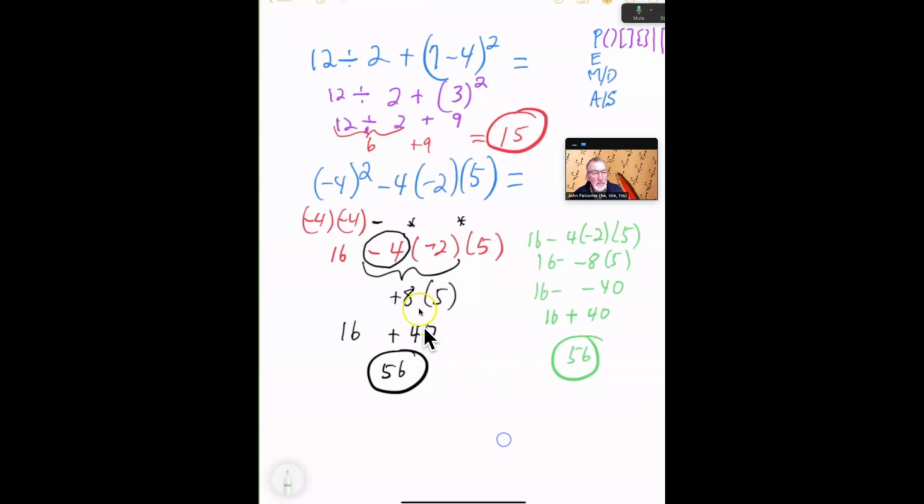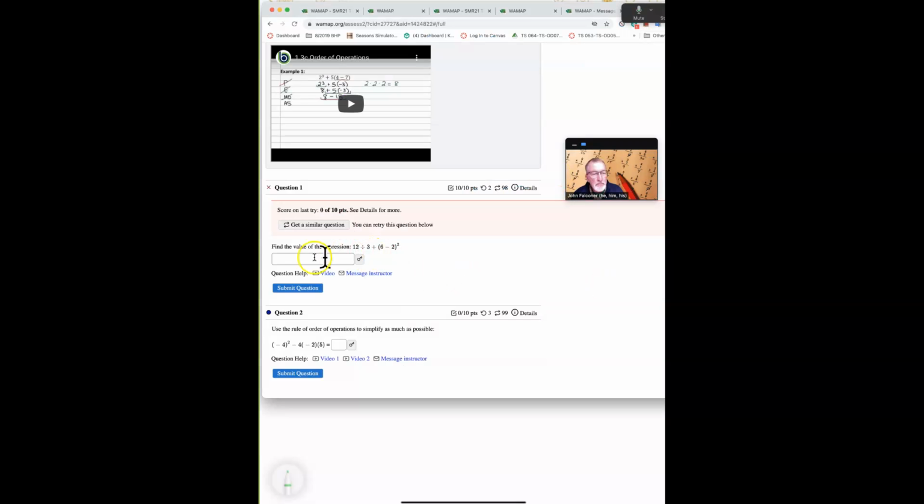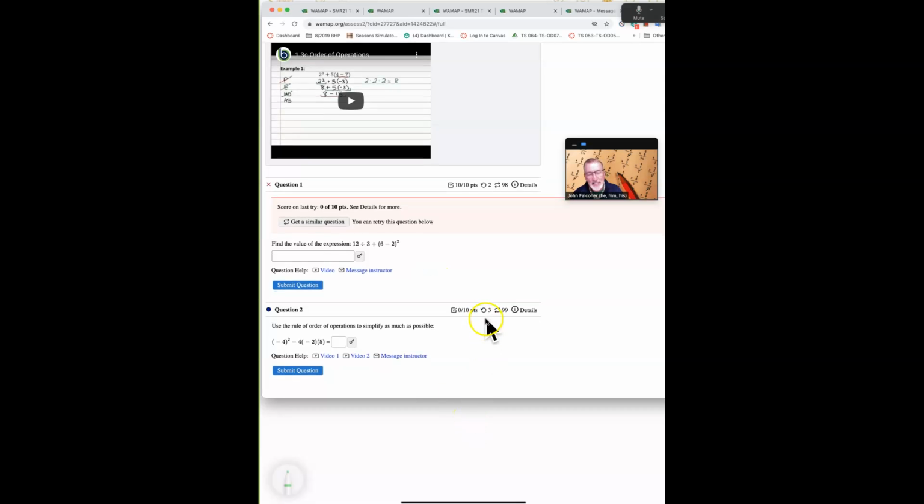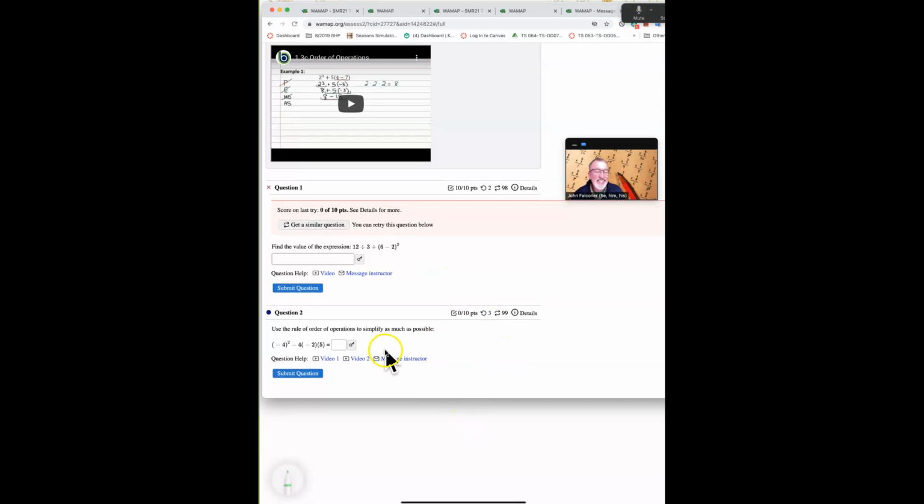My problem was 12 divided by 2 plus 7 minus 4 squared. And this is 12 divided by 3 plus the difference between 6 and 2 squared. So remember, I already answered it correctly. That's another kind of error. But I could have still gotten it wrong on a test. All right, so this one we did have negative 4 squared minus 4 times negative 2 times 5. And we got 56 for the answer there.